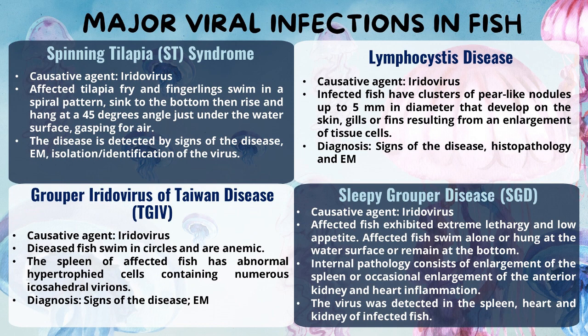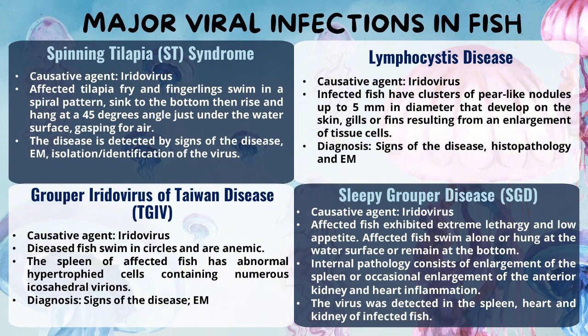Histopathologically, the renal tubules are shrunken, hemorrhaging, and infiltrated with eosinophilic granular cells. In addition, focal myolysis develops in the muscles. The disease is detected by signs of the disease, electron microscopy, and isolation or identification of the virus.